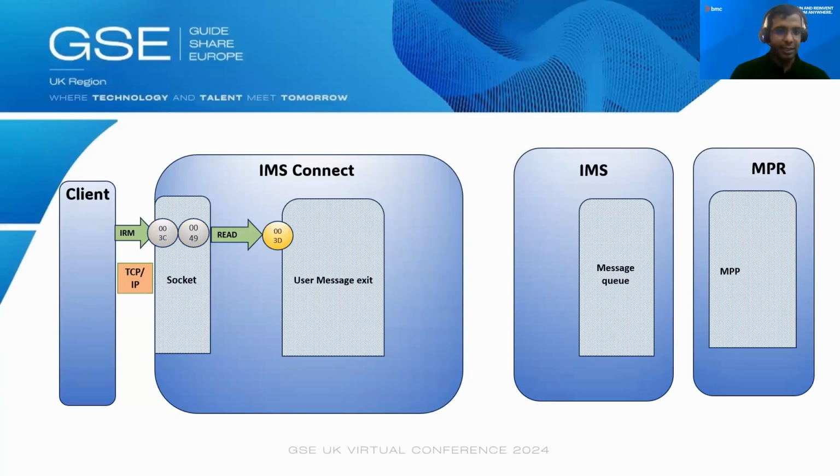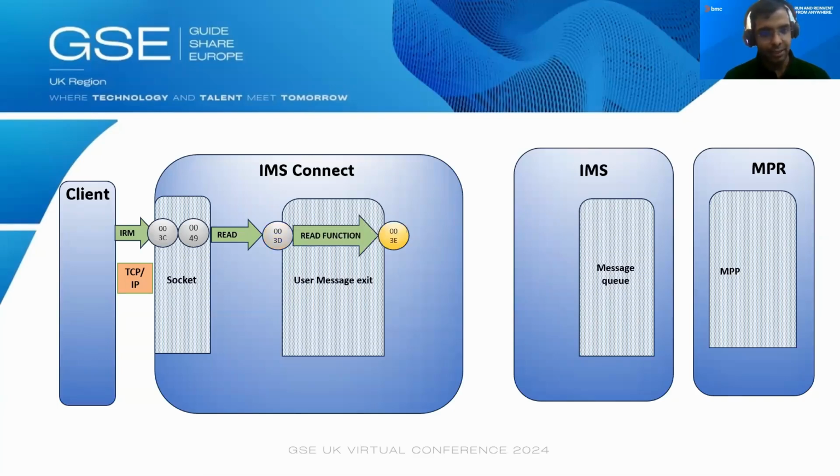Then 003D represents the entry to the user message exit. What is the function of a user message exit? When the client sends transactions or messages in a certain format, the user message exit converts them into an IMS readable format. Once that's done, IMS and the MPR together can process the message and send back the response to the client. So 003D represents the user message exit entry, where the message enters the user message exit.